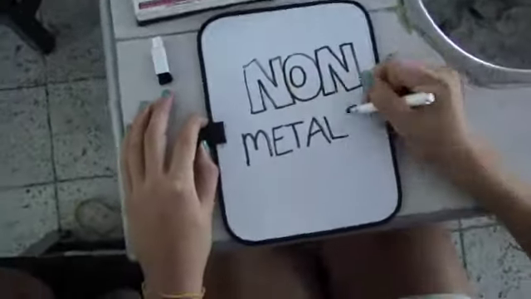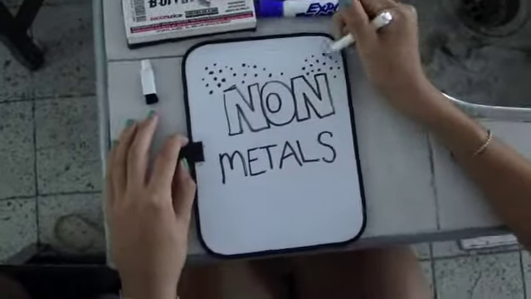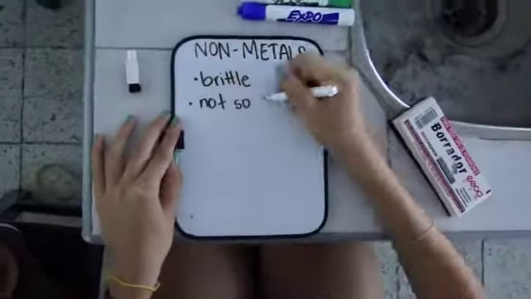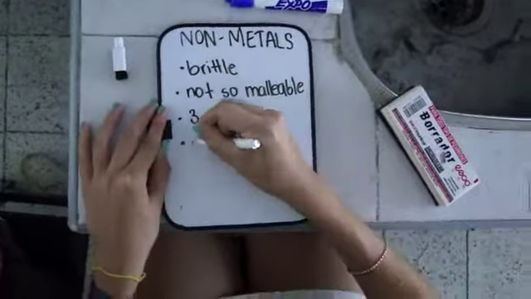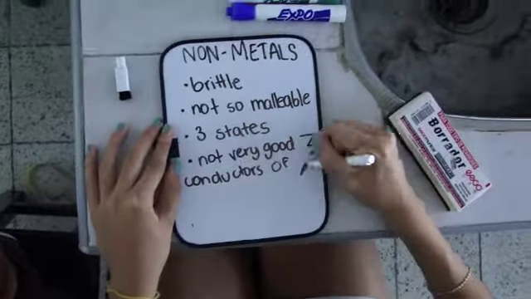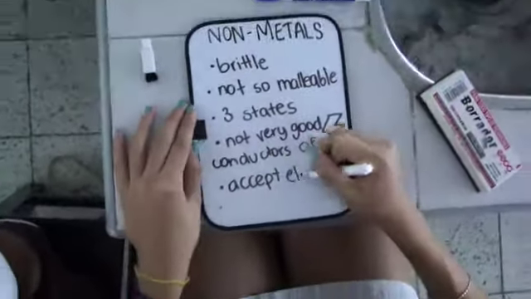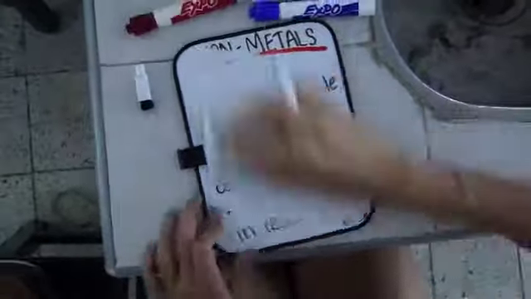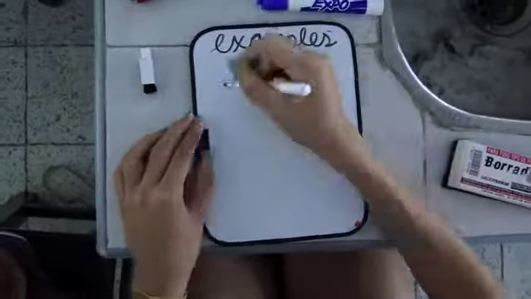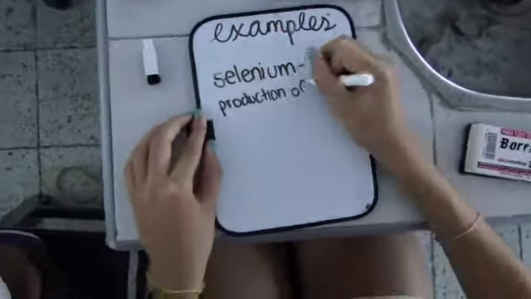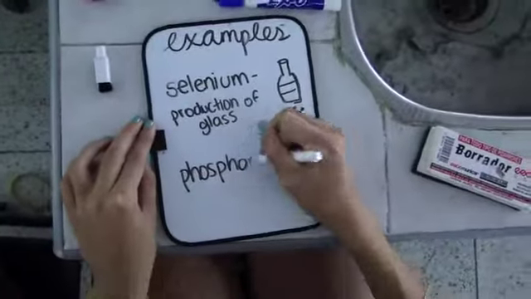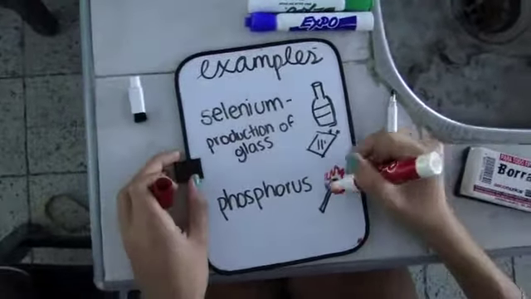Non-metals. Their characteristics include the fact that they're brittle, not malleable, cannot conduct heat or electricity well, and accept electrons in chemical reactions. Some examples of nonmetals include selenium, which is used for the production of glass, and phosphorus, which is in matches, the black part, the one that's lit.